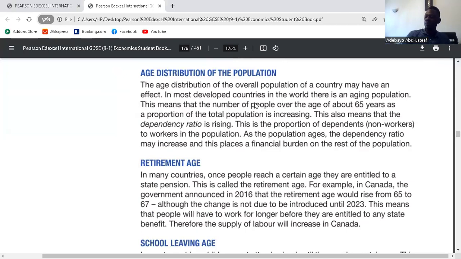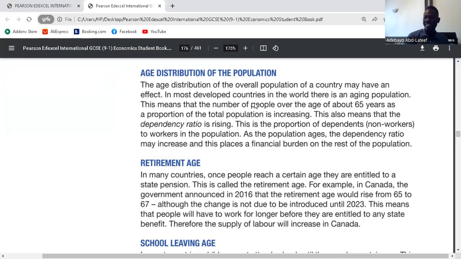If there's an increase in aging population, that means people that are able to work are reducing. So if the number of people that are able to work are reducing, it means that the number of people that are depending on those that are working would increase. And that means there's a burden on the working population. So if the aging population is increasing, the supply of labor would fall. So one thing government could do as a result of this is to increase the retirement age. So if government increases the retirement age, the supply of labor would rise.